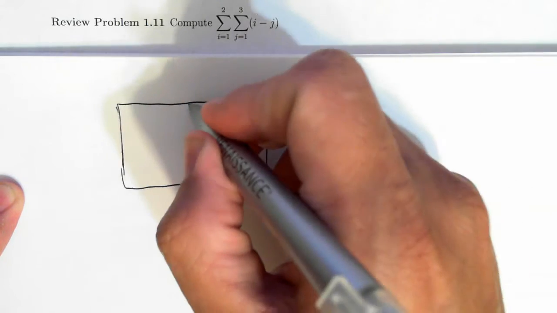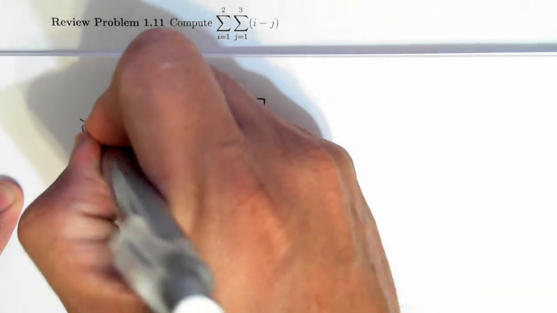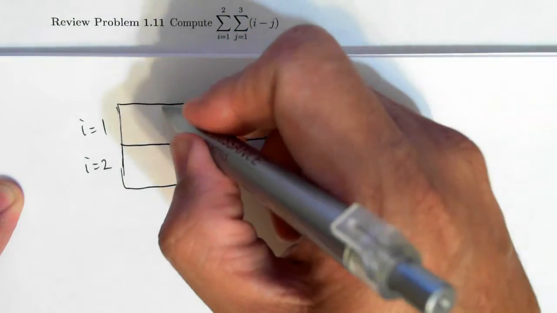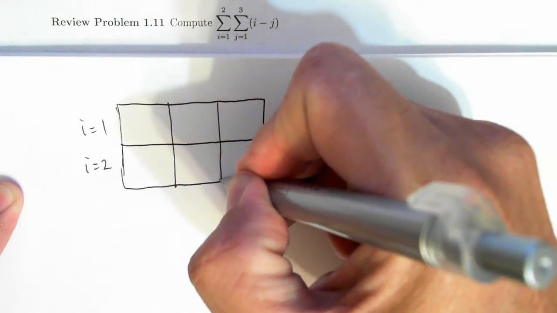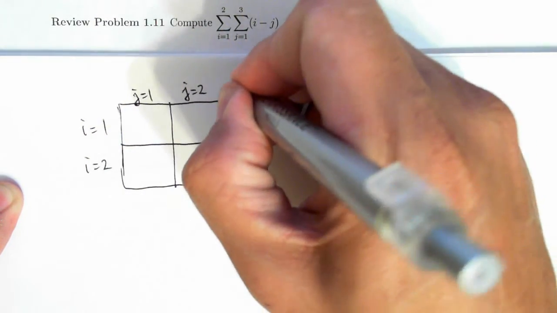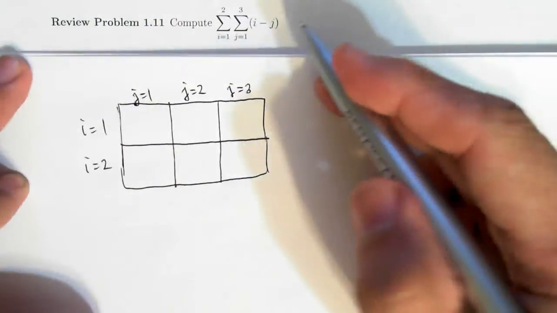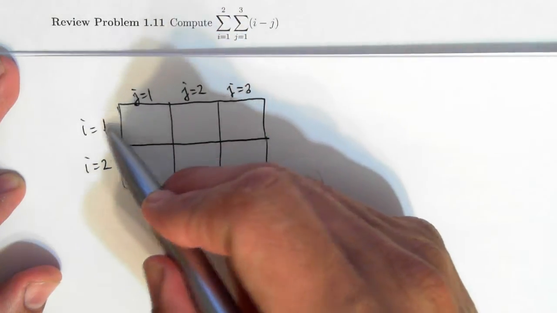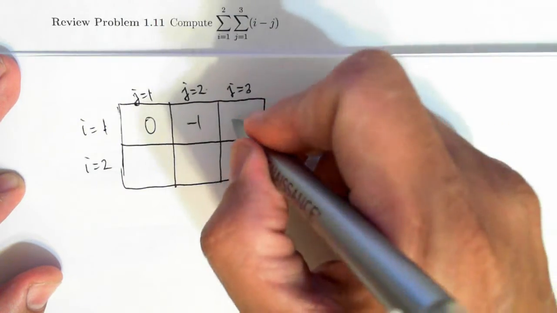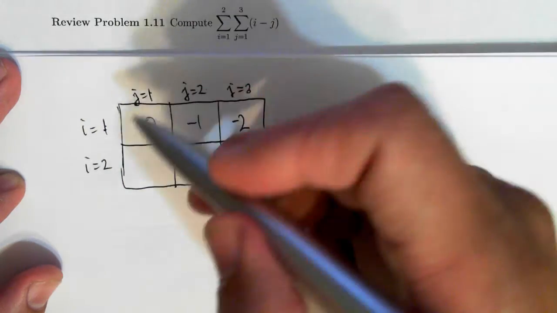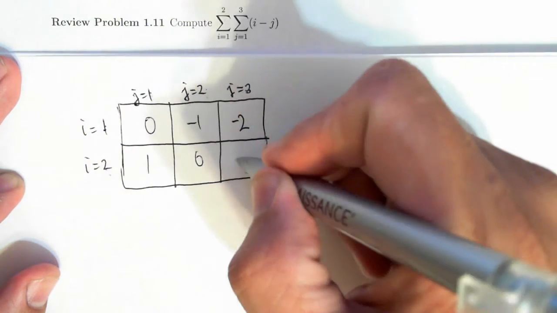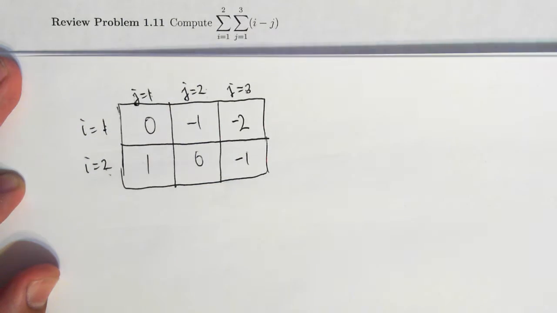So if I just simply plug in numbers, i equals 1, i equals 2, those are my two options for i. And for j, we have three options, j equals 1, j equals 2, and j equals 3. So let's figure out i minus j. So 1 minus 1 is 0, 1 minus 2 is negative 1, 1 minus 3 is negative 2. 2 minus 1 is 1, 2 minus 2 is 0, 2 minus 3 is negative 1.